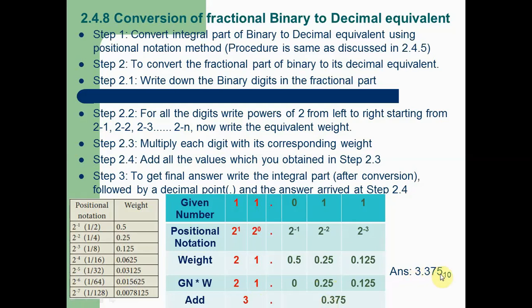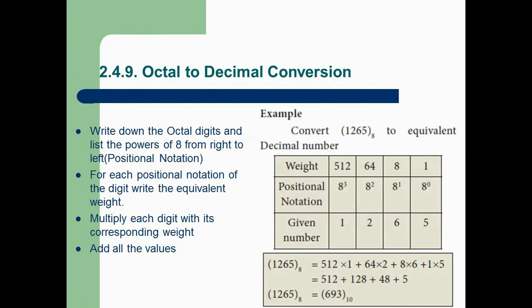So the final answer is 3.375 base 10. This is the equivalent decimal number for the fractional binary number. So it is the simple method for converting any fractional binary number into decimal. Next conversion is octal to decimal conversion. Here what we want to find is the positional notation value for the base value 8.